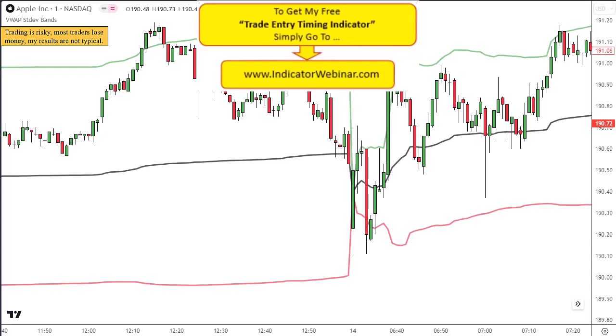So VWAP is more a broad stroke. Again, when are we getting to the edges of the bell curve? But to know the accuracy, the precision as to when I enter, that's where my timing indicator comes in.